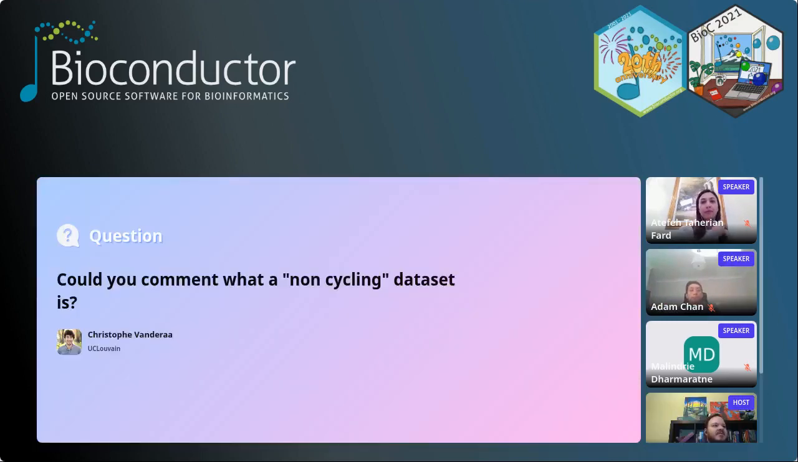Could you comment on what a non-cycling data set is? Yeah, so if you have a data set with all the terminally differentiated cells, so the majority of the cells are non-cycling. That's what I call the non-cycling data set.